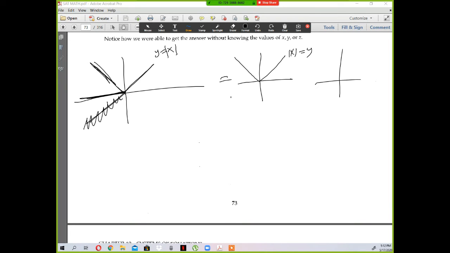Normally you have this one, y equals x. When you take the absolute value, you erase the negative part. This is the negative part, right? Because from here you go to the negative part. You cancel it, and then you put it here.